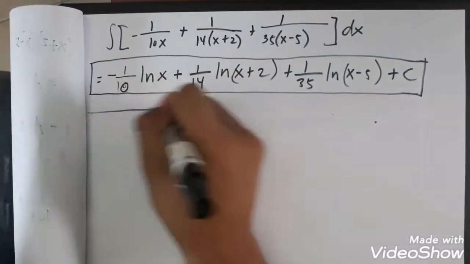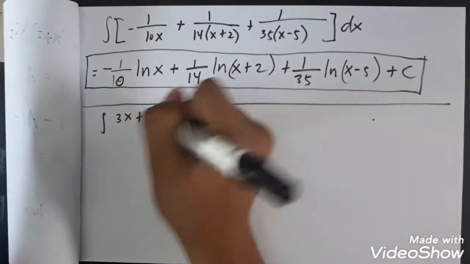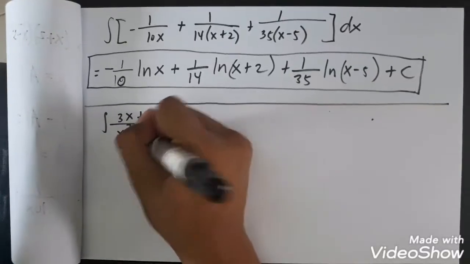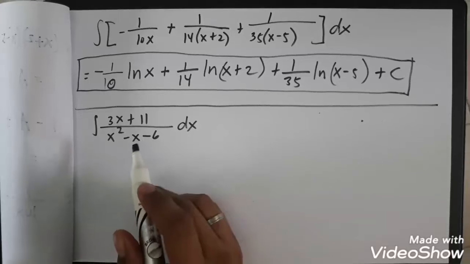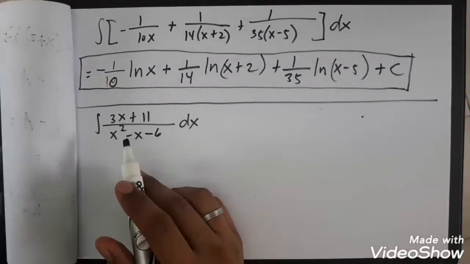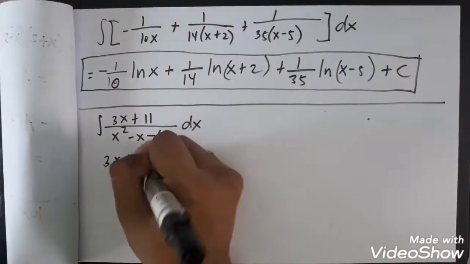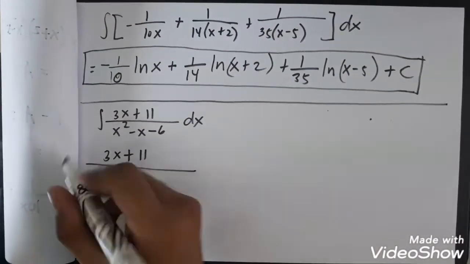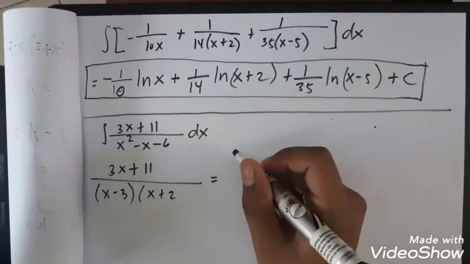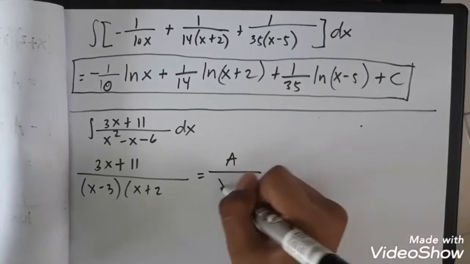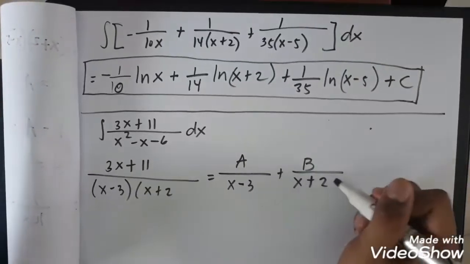So let's have another example. Let's evaluate the integral of (3x plus 11) over (x squared minus x minus 6) dx. The first step is to factor the denominator as much as possible and get the form of the partial fraction decomposition. Factoring gives (x minus 3)(x plus 2), so it's equal to A over x minus 3 plus B over x plus 2.